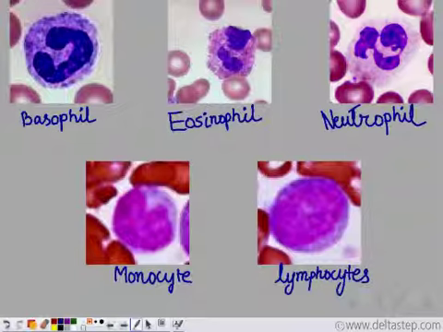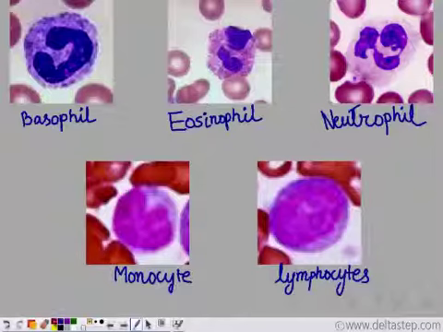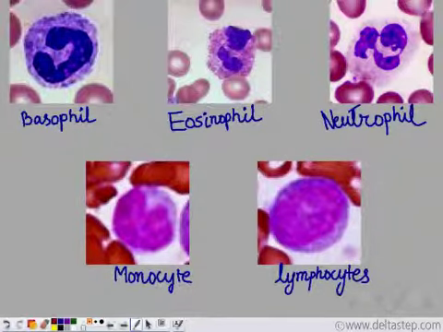Now notice another thing. See, in these 3 white blood cells, the basophil, the eosinophil and the neutrophil, notice there are many granules present in the cytoplasm. See, granules are present. Since the cytoplasm is granulated, these cells together are known as granulocytes.